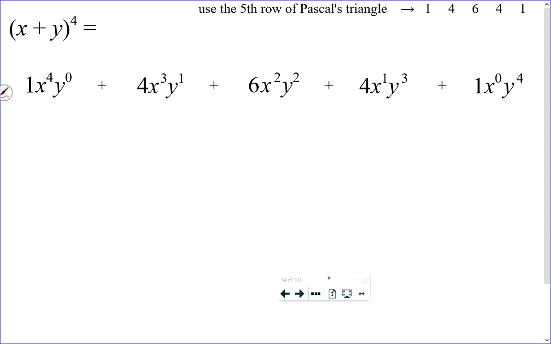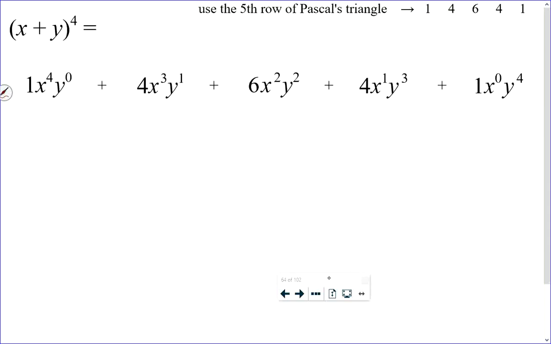And I hope you understand that the leading 1 and that 1 at the end do not need to be written, nor do you have to write y to the 0 or x to the 0. Okay? Make a mental note, for what it's worth, that this is x plus y to the 4, but you get 5 terms. You always get one more term than n. Any questions on constructing that?